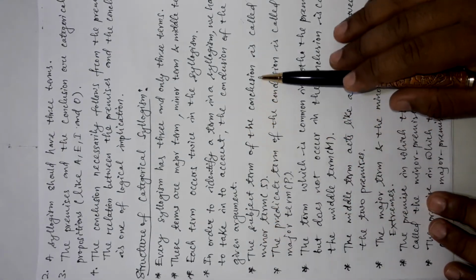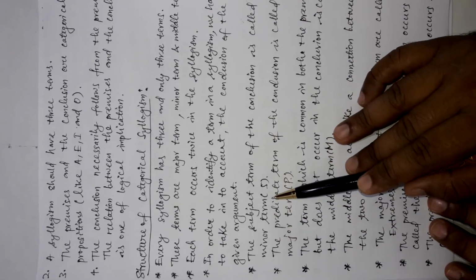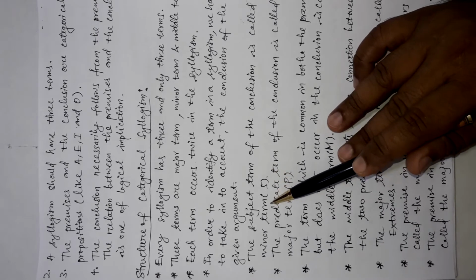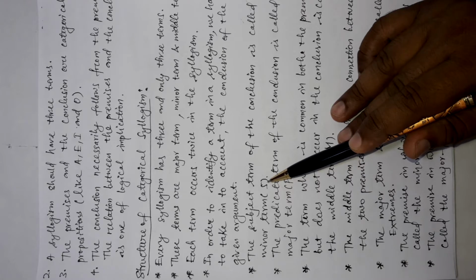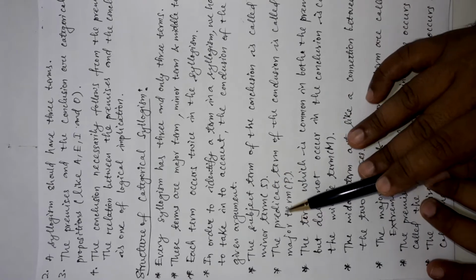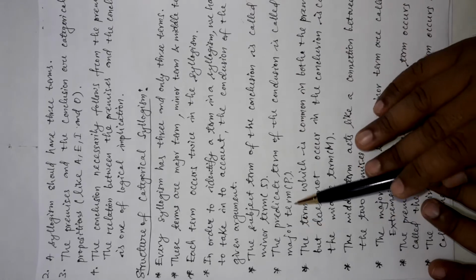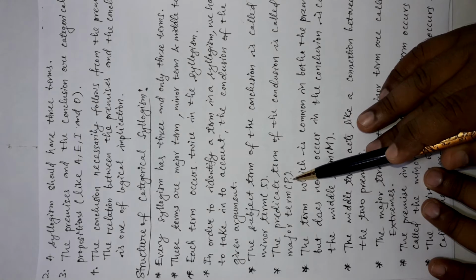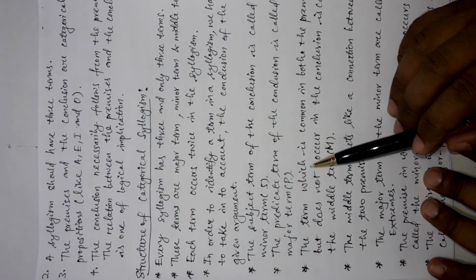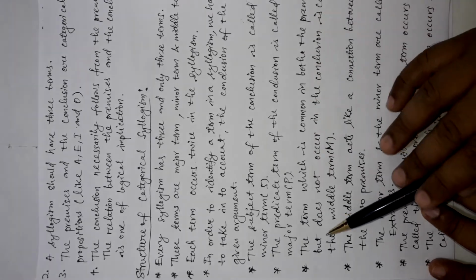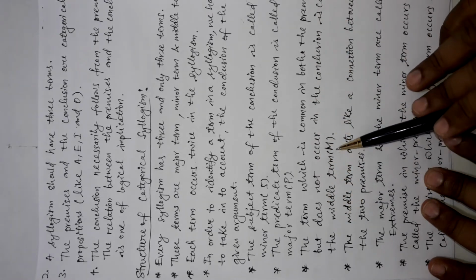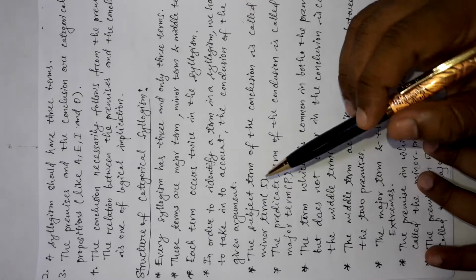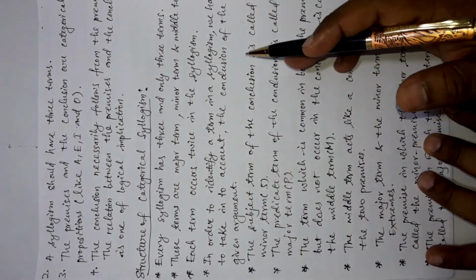The subject term of the conclusion is called the minor term. Whatever the subject term is in the conclusion, that becomes your minor term, which is denoted by the symbol S, as per subject. The predicate term of the conclusion is called the major term, and as it is the predicate, we name it capital P. And the term which is common in both the premises and does not occur in the conclusion is called the middle term, which is named capital M.